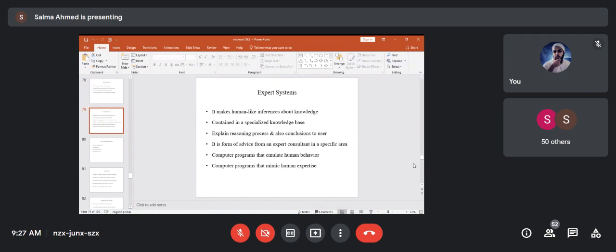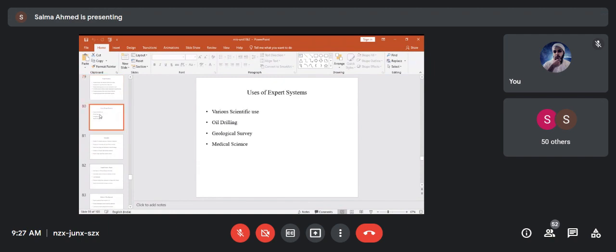So we say they are computer programs that emulate human behavior. They are computer programs that mimic or emulate human behavior. This is the simplest definition we give of an expert system: any computer program that emulates or mimics human behavior. It is human behavior which they try to mimic. How I think, it is going to use my thinking strategy, my thinking pattern.